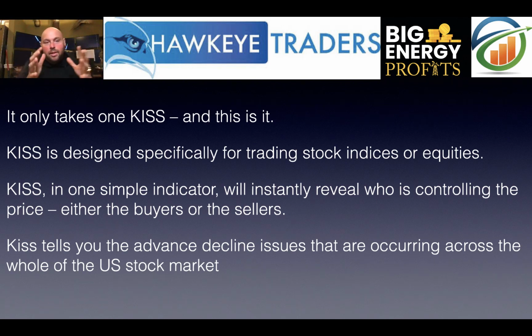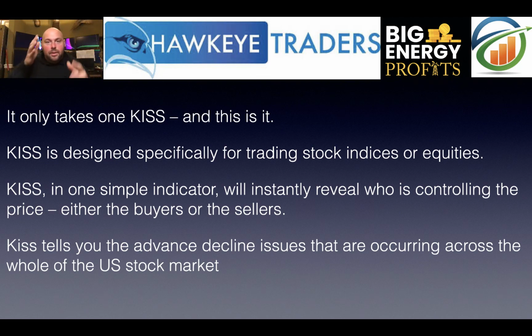So what does the KISS do? The KISS is a super simple indicator, complicated but made simple, and it's going to instantly tell you by just looking at it who's controlling the market. Are there declining issues or are there advancing issues across all the United States indices? So it's going to combine all that data into a line chart. And I'm going to show you what that looks like.